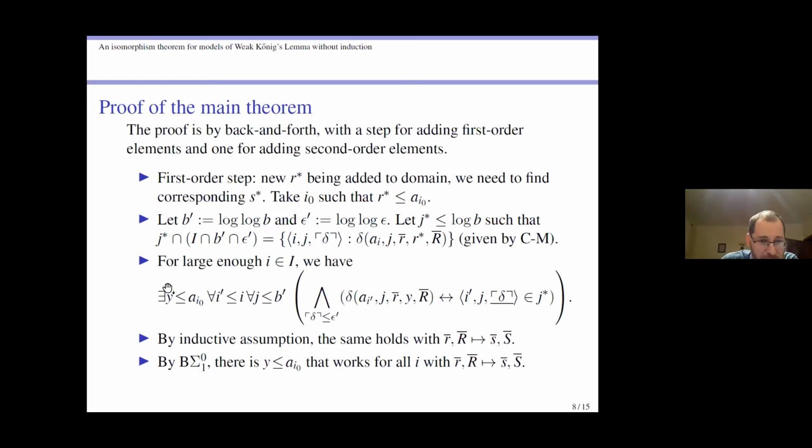And then we want to say for every formula delta with Gödel number below epsilon prime, this can be stated as a truth definition applied to a non-standard but relatively small conjunction. So for every formula delta with Gödel number below epsilon prime, delta holds of AI prime, J, R bar, this Y, which is going to be R star and capital R bar, exactly if the index of the element, the parameter below B prime, and we plug in the numeral for delta, if this belongs to J star.